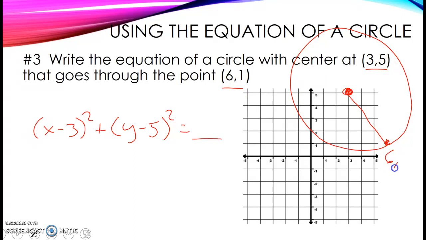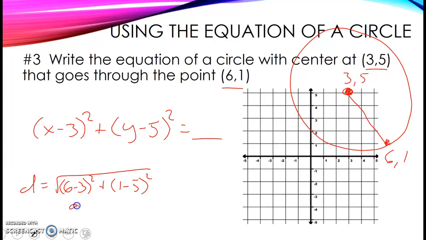So here's the point 6, 1, and here we have the point 3, 5. So the distance between those 2 points is going to be the square root of, let's do the difference in my x's first, 6 minus 3, I'm going to square that, plus the difference in my y's, that's 1 minus 5, I'm going to square that. Well, 6 minus 3 is 3, 3 squared is 9. 1 minus 5 is 4, 4 squared is 16. 9 plus 16 is 25, but I'm going to take the square root of 25, which is 5.